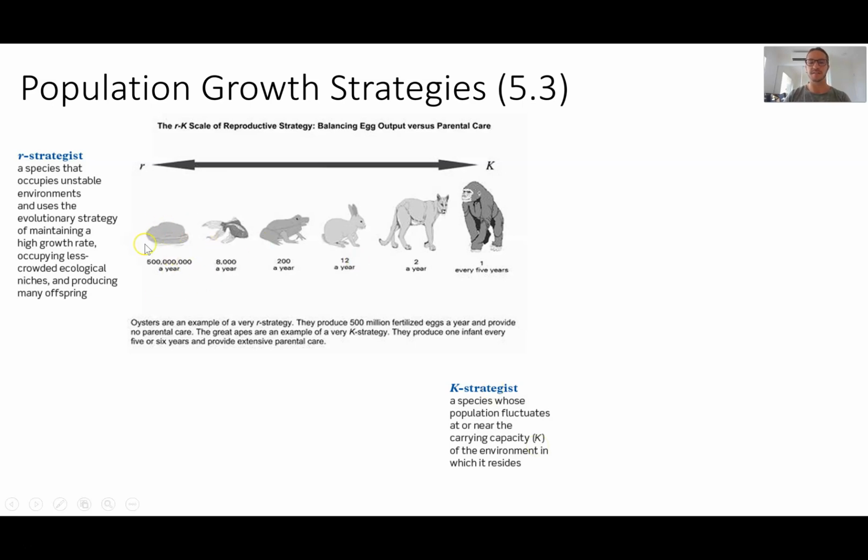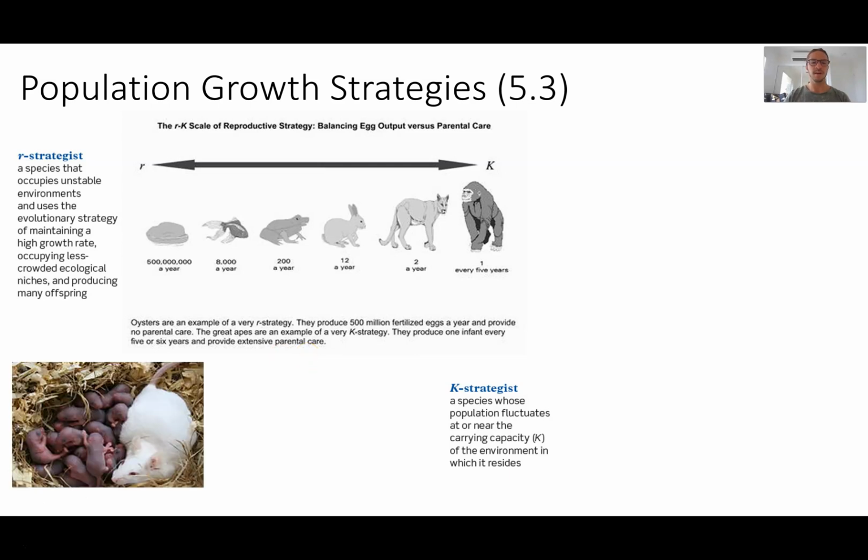We have oysters down this end, closer to the r strategists end. They are very much an r strategy. They produce 500 million fertilized eggs a year and provide no parental care. Then we have great apes up this end, and they are an example of a very K strategy. They produce 1 infant every 5 or 6 years and provide extensive parental care.